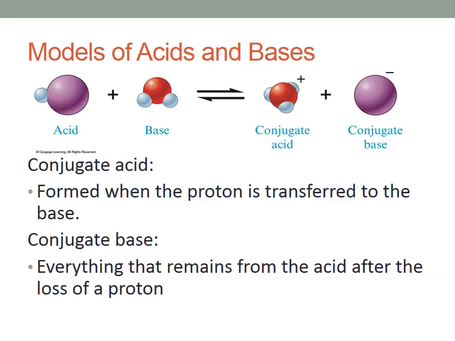So here we have our acid. This is the proton on the acid, and this is our base. Now, when the acid loses this proton, it joins with the base. So we now form our conjugate acid because the proton is transferred to the base. So that's our conjugate acid, and our conjugate base is what is left over from the acid after it has lost that proton. So here, the acid without the proton is our conjugate base.